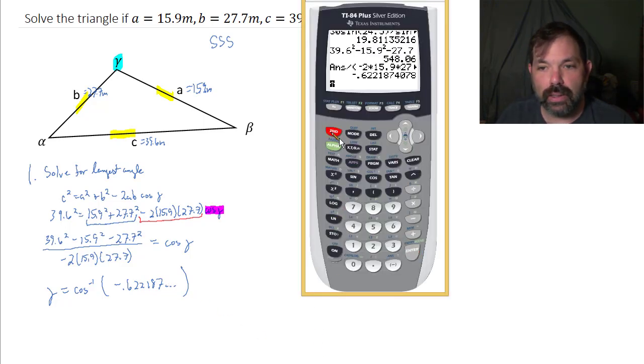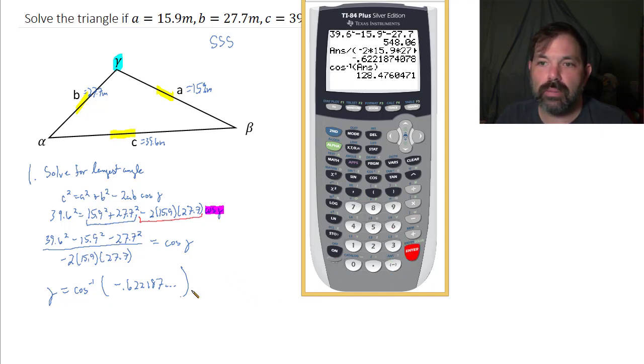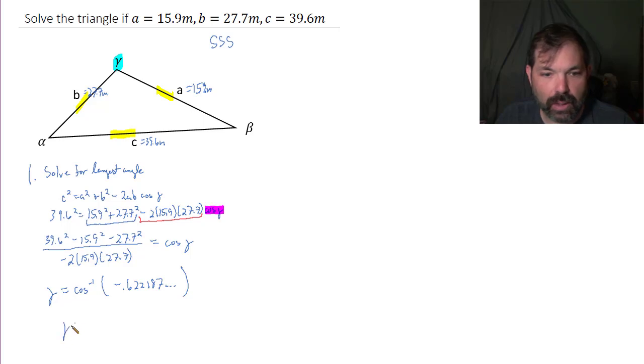Now, second cosine brings up the inverse function, and the negative key brings up the answer. 128.5 degrees. So gamma is 128.5 degrees. And so now that we know this value, we're basically in the same situation as we had earlier with the side angle side. So now what I'll do is I'll solve for the smaller remaining angle.